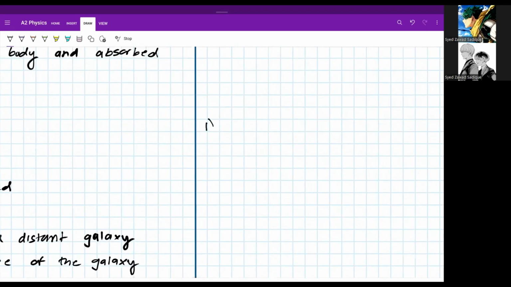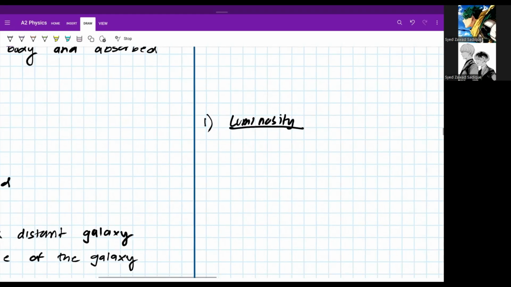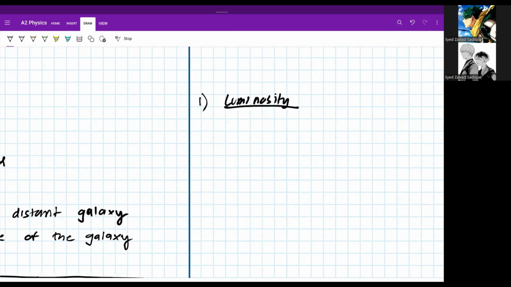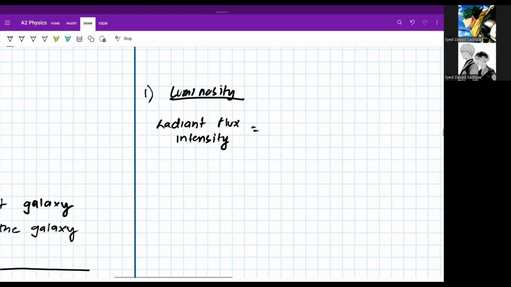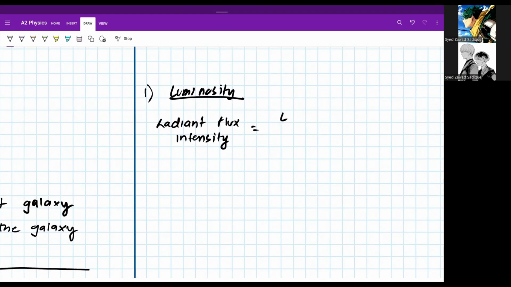Okay. Number one, calculation of luminosity. This is the total power radiated by the star. That is, radiant flux intensity is equals to luminosity by surface area.